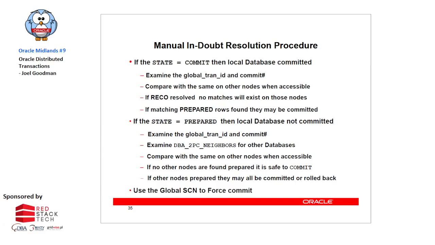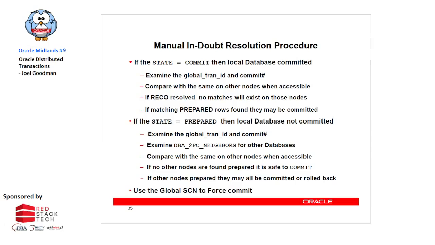If the state says commit, then the local database is committed. The reason the row is in there is because there may be remote databases that are still in doubt. Okay? Now you compare this with the same on the other nodes when they're accessible. And of course, if RECO has done its job, by the time you bring the other database up, it may be faster than you are, it may resolve everything, and then there's nothing to look at anymore. Unless, of course, you're playing around and you've anesthetized it by disabling distributed recovery.